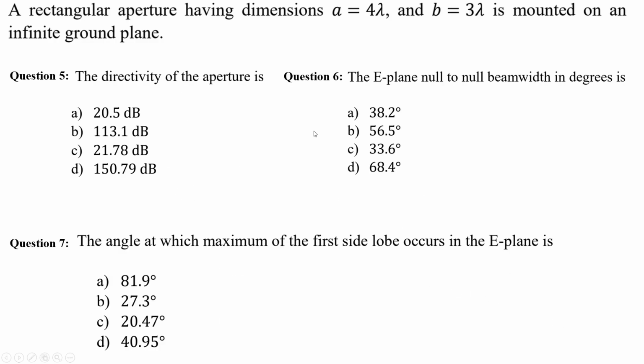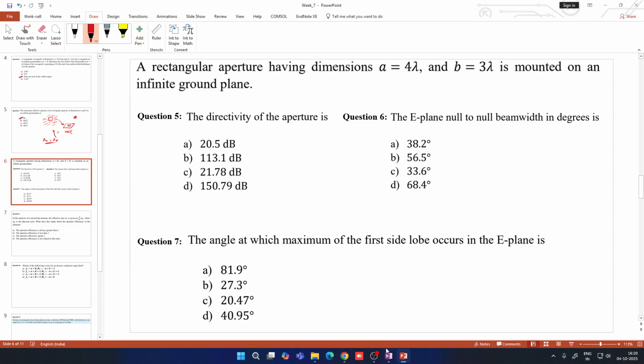For questions 5, 6 and 7 there is common data. We have to solve them for a rectangular aperture having dimensions A is 4 lambda and B is 3 lambda, mounted on an infinite ground plane. First we have to find the directivity of the aperture. In question 6 we have to find the E plane null to null beam width in degrees. And in question 7, the angle at which the maximum of the first side lobe occurs in the E plane. First we will solve question number 5.